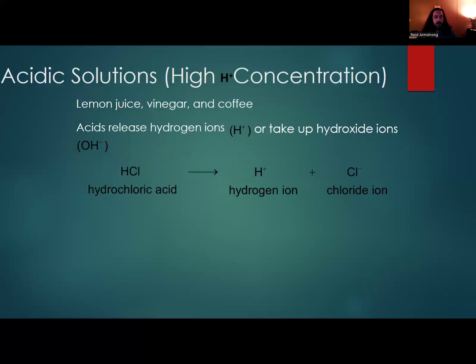that we create. So for acidic solutions, they have a high hydrogen ion concentration. Lemon juice, vinegar, and coffee are some pretty common examples of this. These are all things that are going to be considered acidic. Acids release hydrogen ions or take up hydroxide ions. So hydrochloric acid is HCl. Whenever it's broken down, it turns into a hydrogen ion and a chloride ion. So it's giving off a hydrogen ion, so it is considered an acid. The other side of that is that it takes up hydroxide ions. This isn't an example of that, but just know that that's a thing.